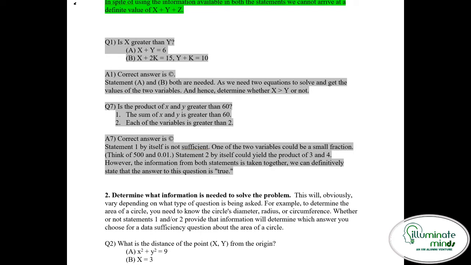Let's see one more question. Question number 7: is the product of x and y greater than 60? Again, I need not prove that it is greater than 60. I just need to say whether it is 100% true or whether it is 100% false.